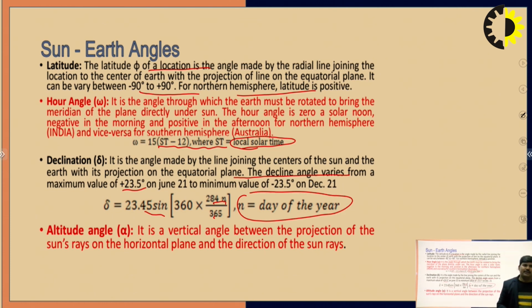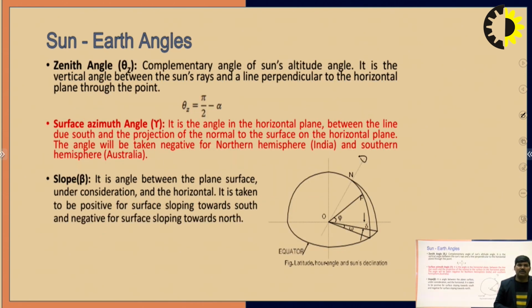The altitude angle is represented by alpha. It is a vertical angle between the projection of the sun's rays on the horizontal plane and the direction of the sun's rays. You can see in this figure phi, delta, omega, and alpha; these are the angles. The zenith angle, theta z, is the complement of the sun altitude angle, and it is the vertical angle between the sun ray and the line perpendicular to the horizontal plane through the point. So theta z is equal to pi by 2 minus alpha.